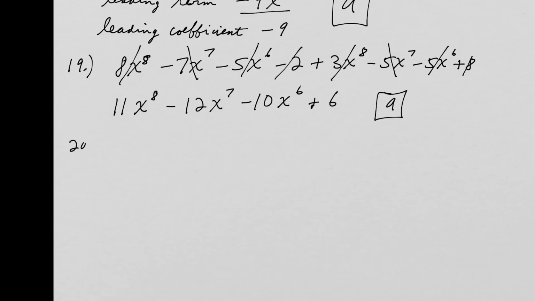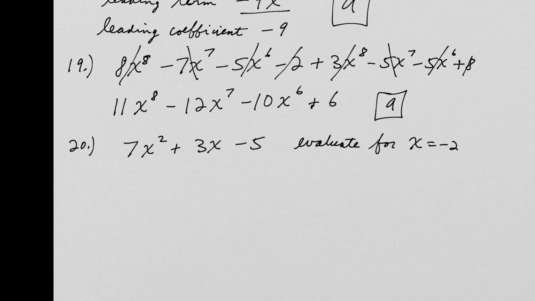Okay, 20. We're given a polynomial, 7x squared plus 3x minus 5. And we want to evaluate it for a particular value of x. In this case, x equals negative 2. So how do I do this? Just plug it in, right? Just plug it in, but be careful when you evaluate it because it's negative. So it's negative 2, the whole thing is being squared, plus 3 times negative 2 minus 5.